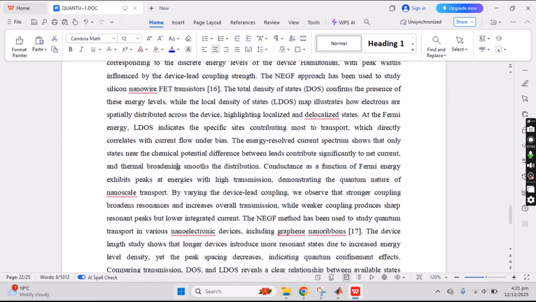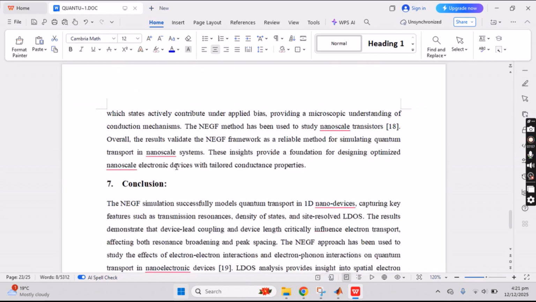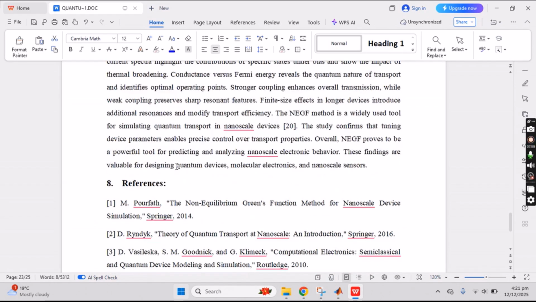The discussion explains how the total density of states confirms the presence of discrete energy levels, while the local density of states map illustrates how electrons are spatially distributed across the device, highlighting the localized and delocalized states. Next, the conclusion and references are added.